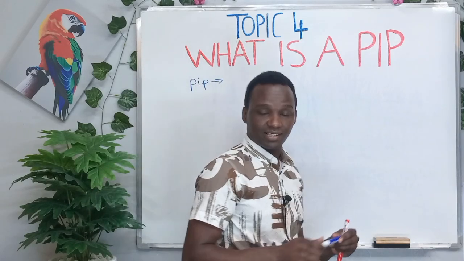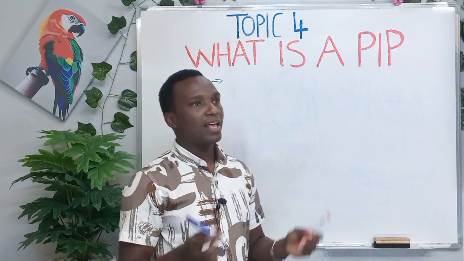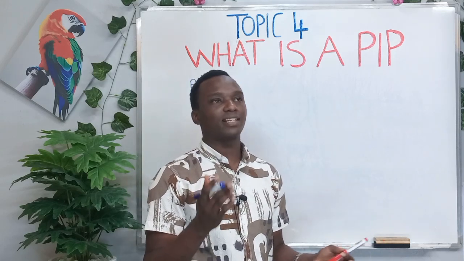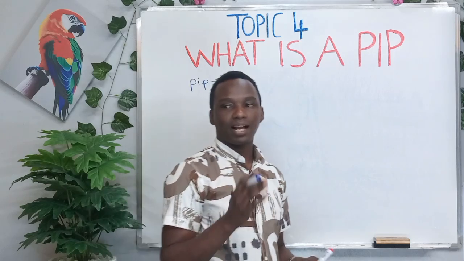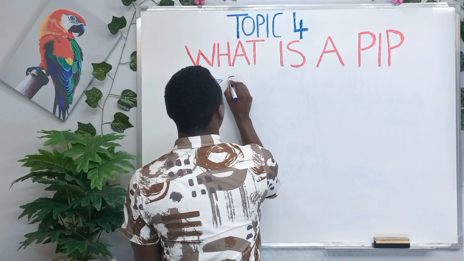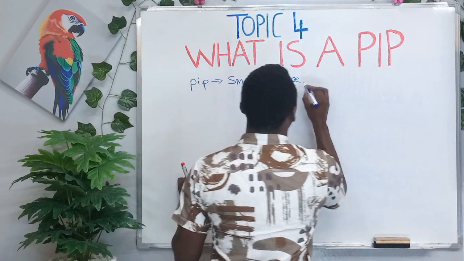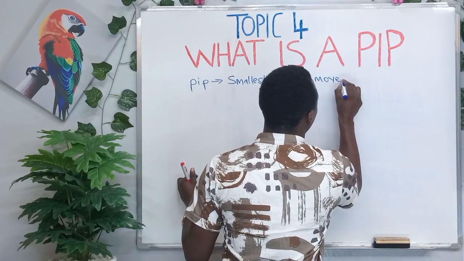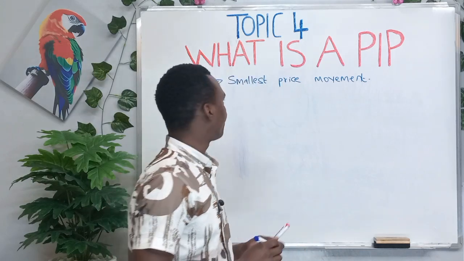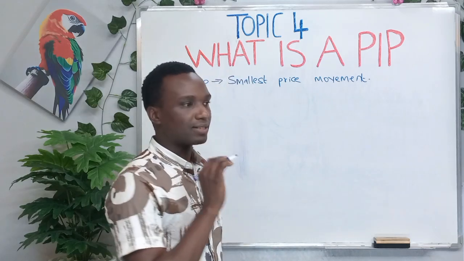A pip, basically and simply, is the smallest price movement, okay, that a currency instrument can make. All right? It is the smallest price movement that a currency can make. This is the measure of the smallest price movement that a currency can make. That is noted? Good. But what is PIP? What does the word PIP stand for?